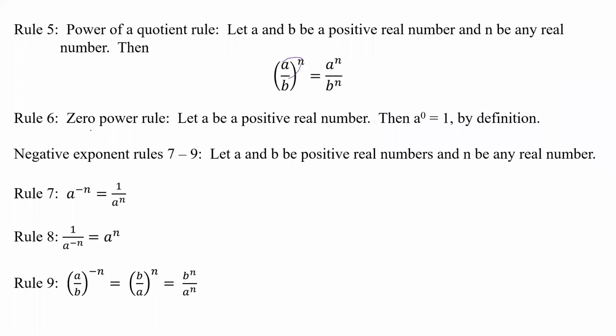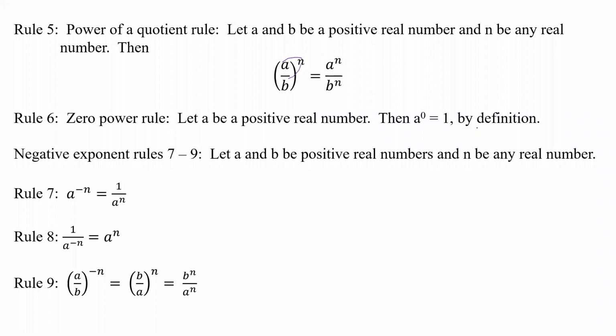Now, one of the nice rules, the zero power rule. Let a be a positive real number, then a to the 0 is equal to 1 by definition. So basically, anything we raise to the power 0 is going to be 1. It doesn't have to be a real number. We can have a to the 0, where a is our letter, and that's just equal to 1. So that's going to help us solve a lot of problems really simply by just making a whole big conglomeration equal to 1.